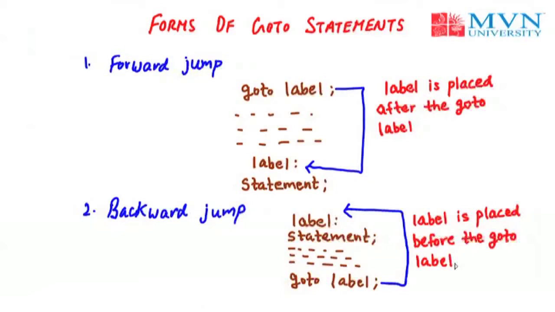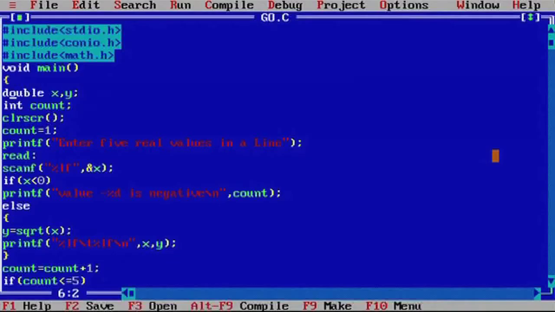Now let's execute one program including the go-to statement on the Turbo C software. This is a program of the go-to statement. Initially we have included the three header files here, stdio.h, conio.h and math.h. Then we have started the main function. Here you can see we have taken two variables x and y which are of double type. Then we declare a count variable of integer type.